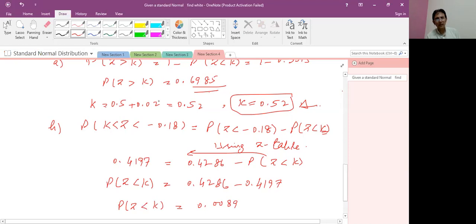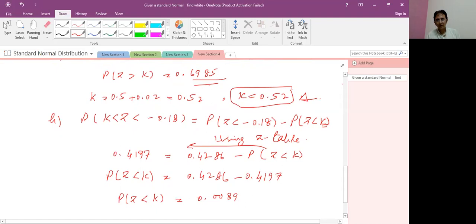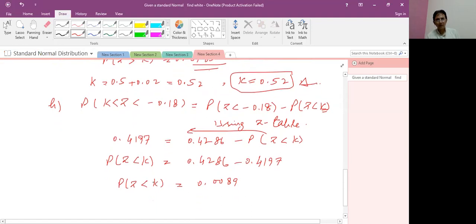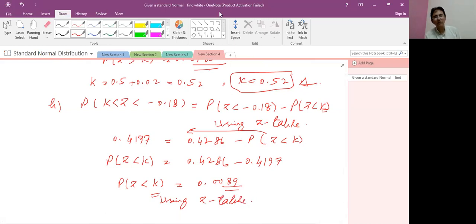But Z is less than K is, student, this value is not the value of K. So how can we determine it? Again, we check this value in the Z table. So again, using Z table, this is called the area, and find the value of K.